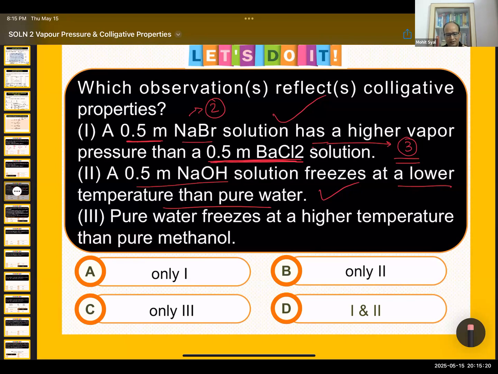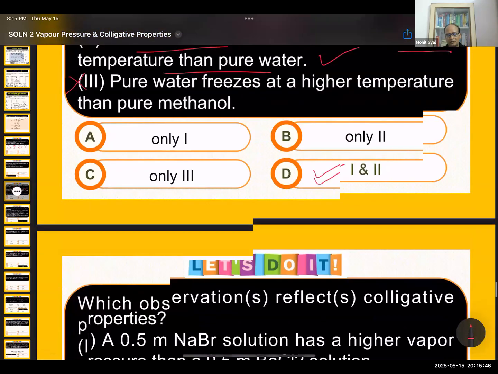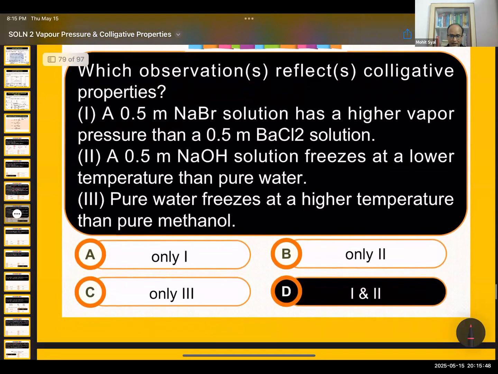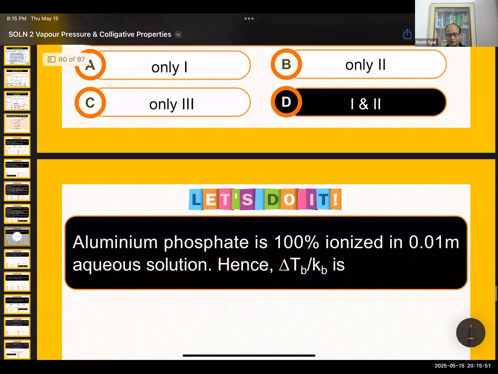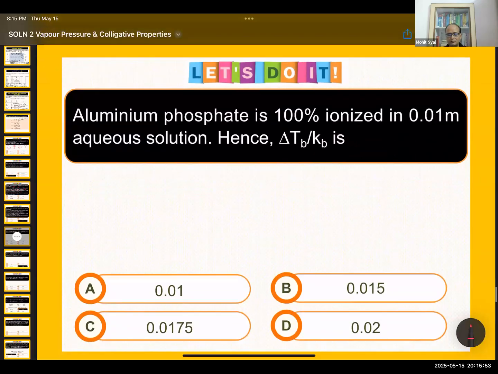Okay. So pure water freezes at higher temperature. These are 2 different solvents and they are not mixed into each other. So this is not related to colligative property. Got it? This is just an independent comparison of 2 different solvents. So the first and second observations are related to colligative properties. I hope this is clear.